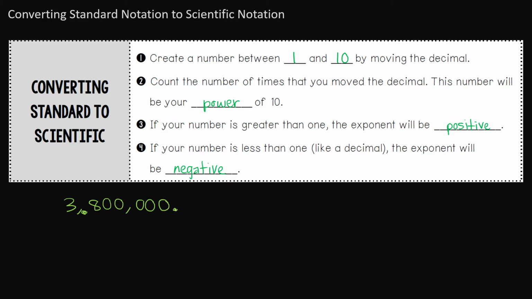Now, we're going to count the distance. We're going to count how many times we had to move the decimal. So that's 1, 2, 3, 4, 5, 6 places. Okay? Since this number is greater than 1, our exponent's going to be positive. This would be 3.8, remember the number between 1 and 10, times our power of 10. 10 to the 6th power. That's how writing numbers in scientific notation works.